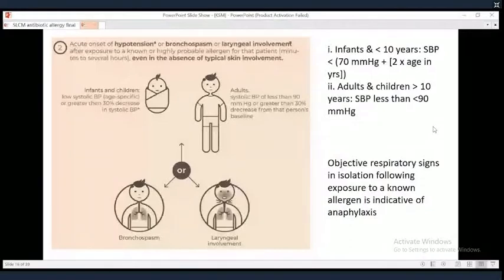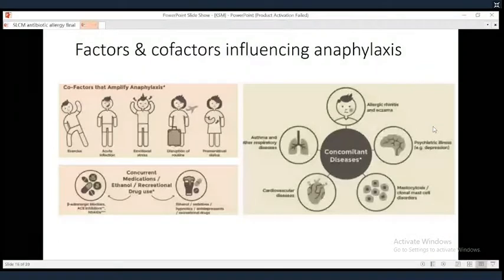This blood pressure criterion varies depending on the age of the patient. For infants and children, it is low systolic blood pressure or greater than 30% decrease in systolic blood pressure. In adults, it is systolic blood pressure less than 90 millimeters of mercury or greater than 30% decrease from the person's baseline. So you have to remember now, objective respiratory signs in isolation following exposure to a known allergen are indicative of anaphylaxis, and you have to manage accordingly.